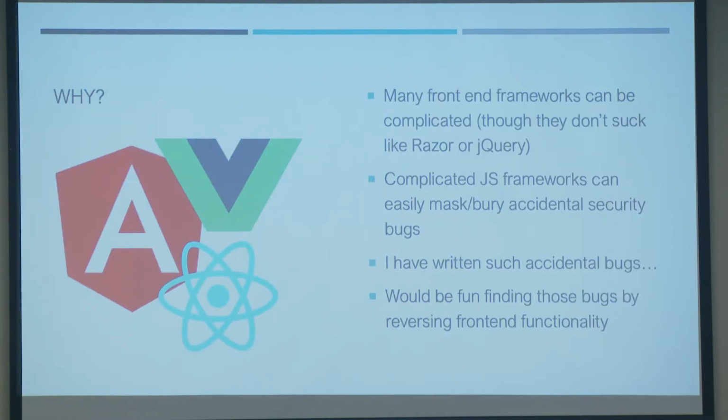Also, many front-end frameworks can be complicated, compared to things like Razor or jQuery as far as client-side stuff. I hate Razor. Complicated JS frameworks can easily mask accidental security bugs. Like I said, I have written such accidental bugs because you're jumping between front-end stuff like writing Angular, then going back to .NET, for instance, jumping back and forth, and you might miss something. And I also figure it will be fun to find these bugs by reversing front-end functionality.